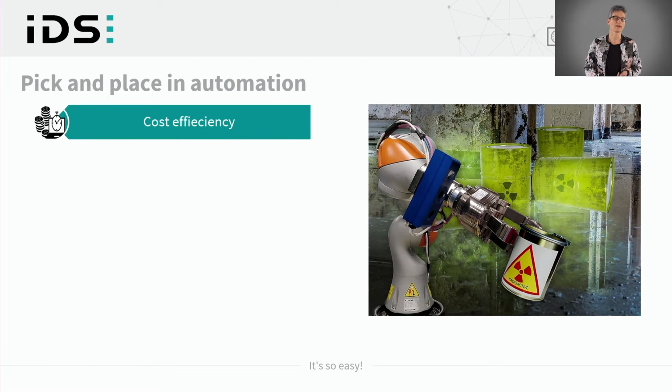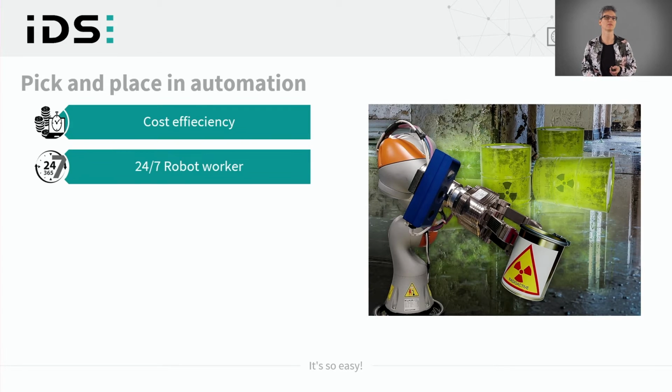Next, we go back to pick and place in automation. First question is, why is pick and place used in automation? Probably it's a way to save money.